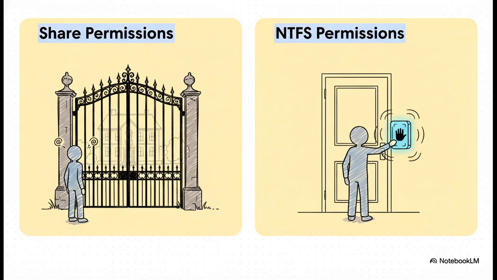Think of it like a double gate system. The first gate is what we call share permissions. This is like the big gate at the main road. It controls whether you can even see the property in the first place. But if you get through that one, you're not in yet, you immediately hit the second gate, NTFS permissions. This one is like the high-tech biometric scanner right on the door of the specific room you want to enter. It decides what you can actually do in there. Can you just look at things? Can you change them? Or can you even delete them?